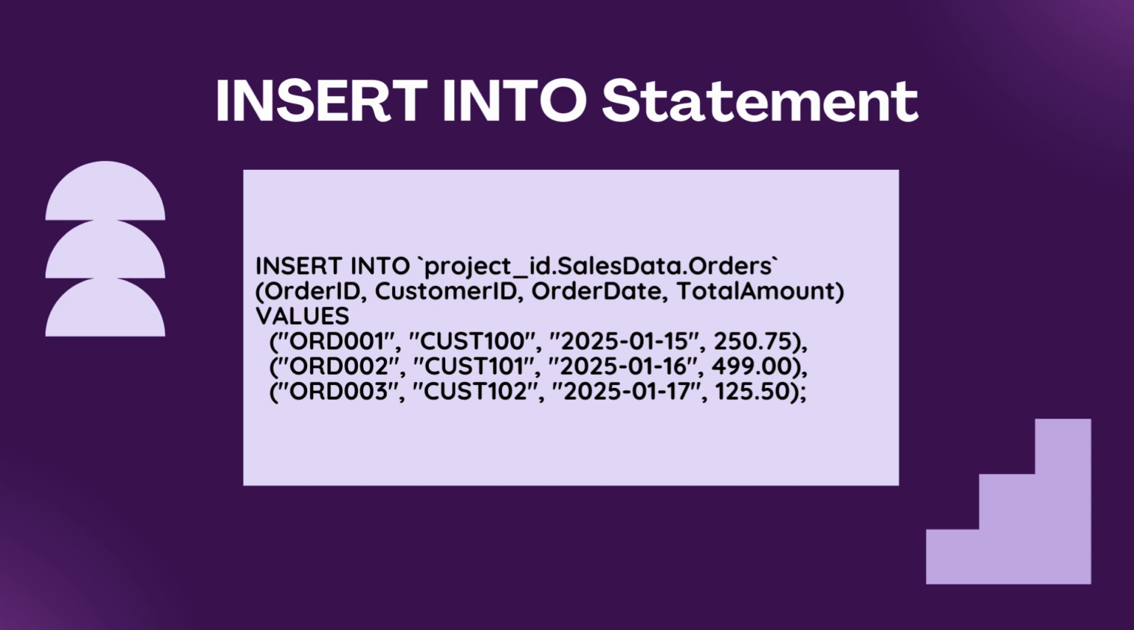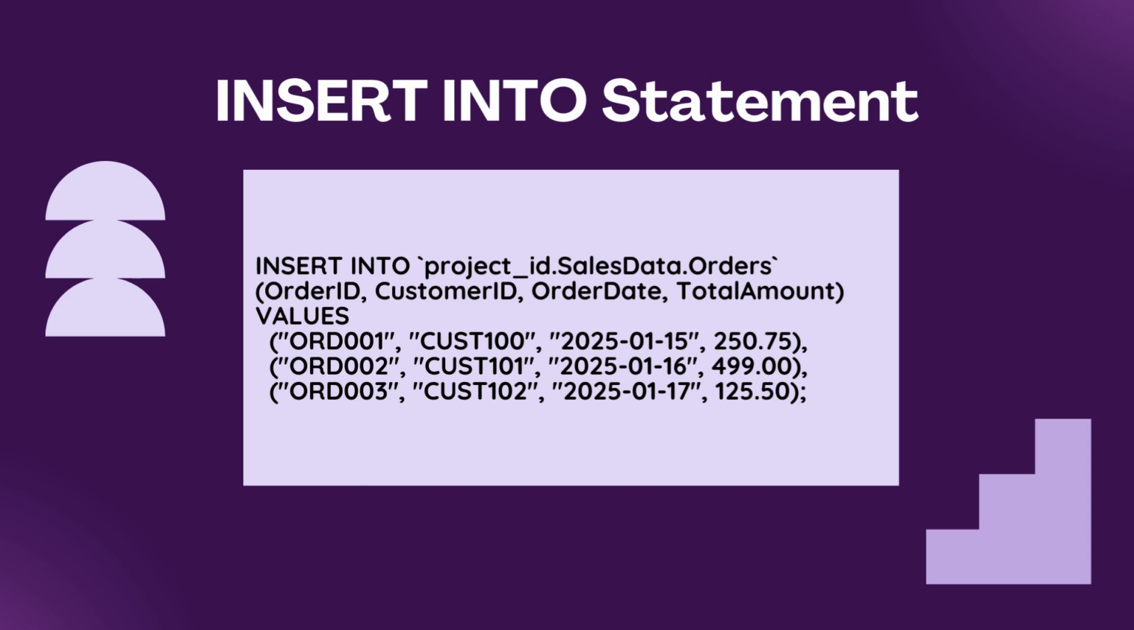Insert into _project_id.sales_data.orders (order_id, customer_id, order_date, total_amount) values ('ORD001', 'cust100', 15th of January 2025, 250.75), ('ORD002', 'cust101', 16th of January 2025, 499.00), ('ORD003', 'cust102', 17th of January 2025, 125.50). This query inserts 3 new rows into the orders table.